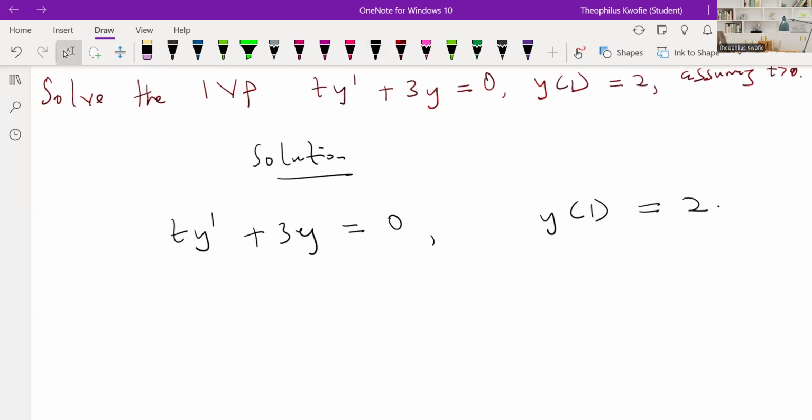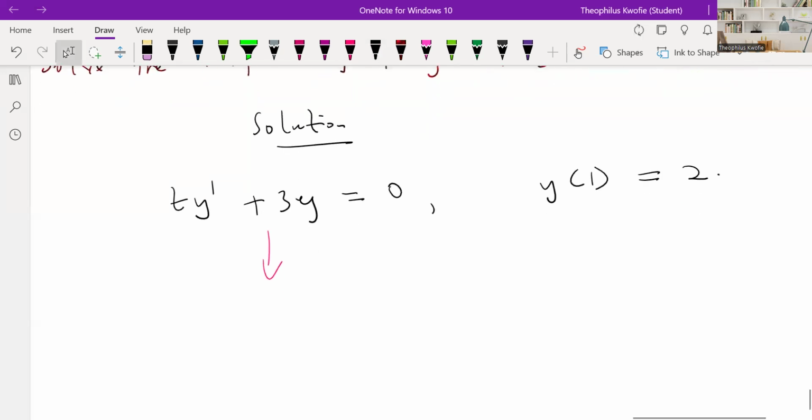Remember, we said that this is separable. Separable means that we can group the y's on one side, in other words the dependent variable on one side, so we have to find a way to do some separation here. But how do we do that? That is what we are looking into.